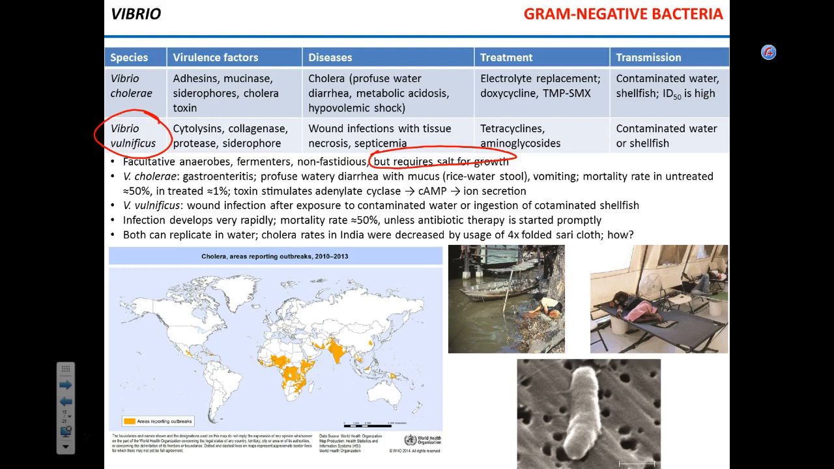So, very rapid development. Mortality rate is very high. It spreads systemically through the wound. And in untreated cases or in late treatment, as you can see, mortality rate can be up to 50%, although antibiotics help tremendously.